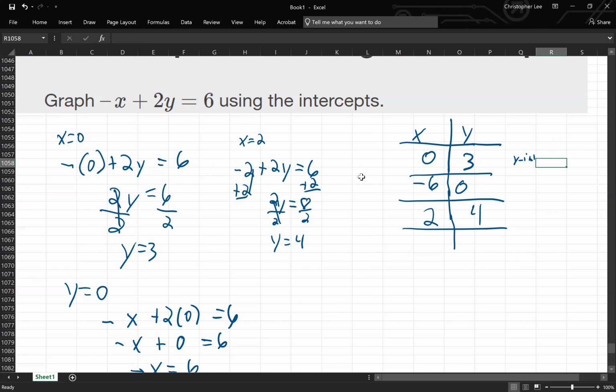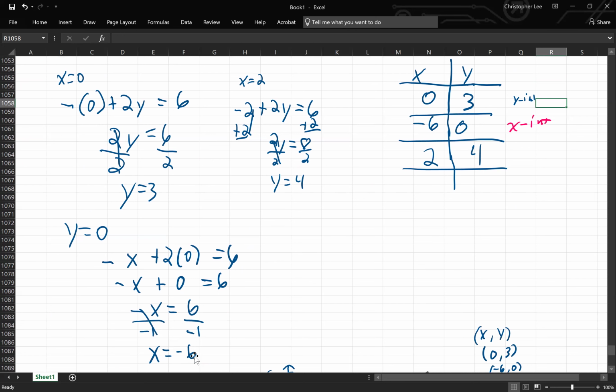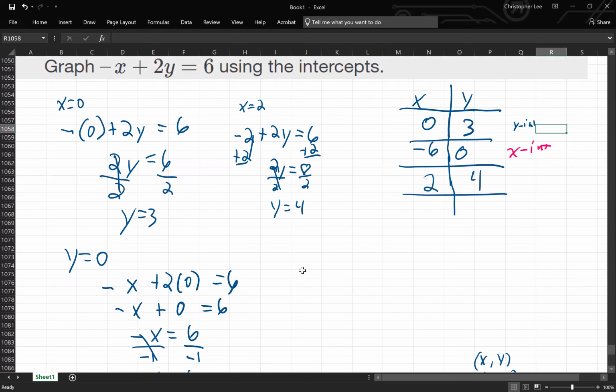Wait, so that X 0. You break down. That's the Y-intercept for X 0, and then this one is the X-intercept. So what do you mean? Which Y? So I'm plugging in 0 for Y. So that means that this becomes 0. So it's -X plus 0 equals 6. Then I divide by -1 to get X by itself, which gives me -6. Yeah, -6. I did write that. Okay.